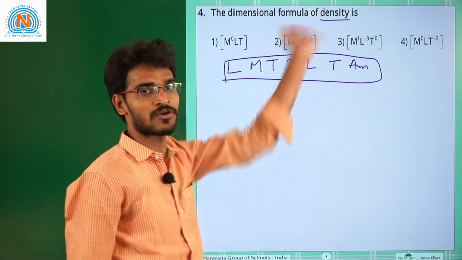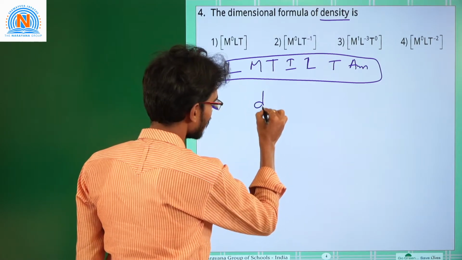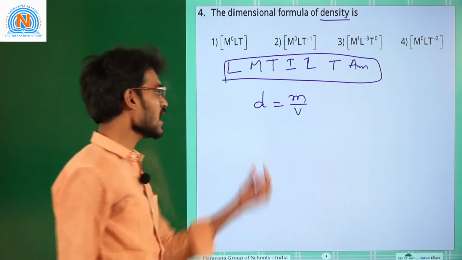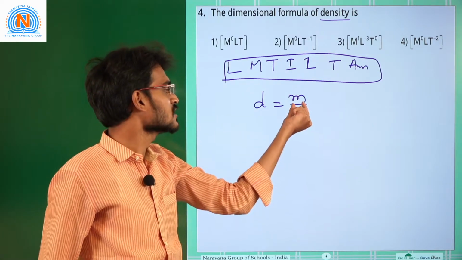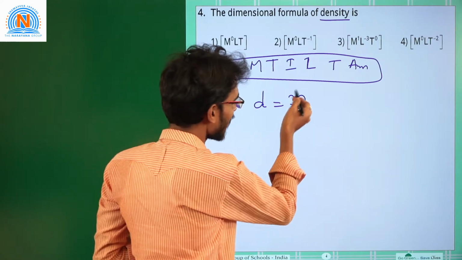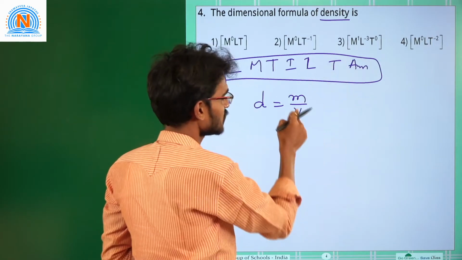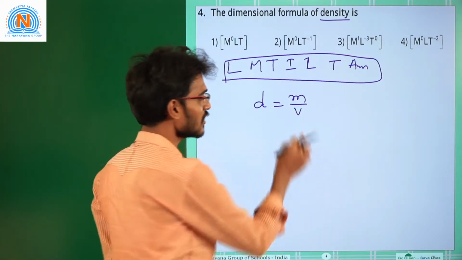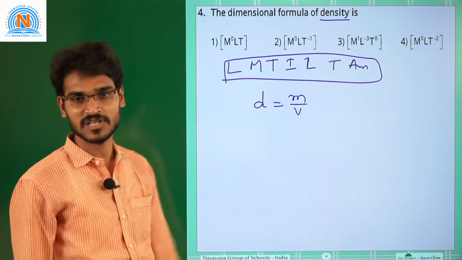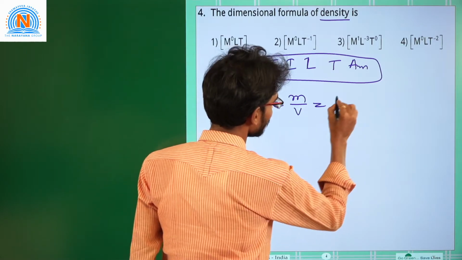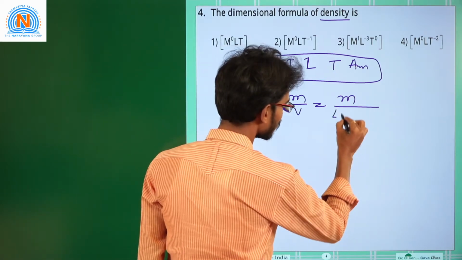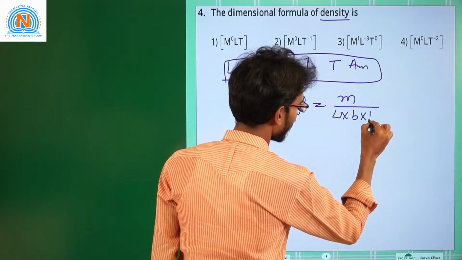So from where is it derived? Now write the formula for density. Density is equal to mass by volume. Here small d represents the density, small m the mass of the body, small v the volume of the body. Now we can identify that m is a fundamental quantity but volume is not, so I am going to write volume also in terms of fundamental quantities. Volume is nothing but length into breadth into height.